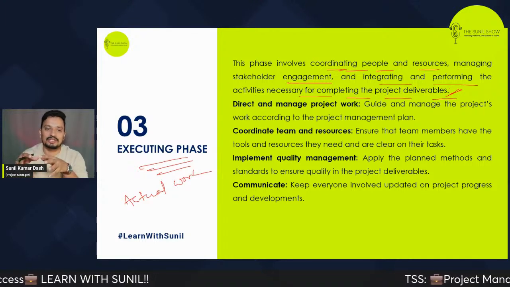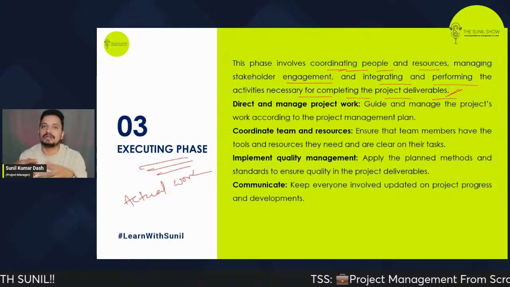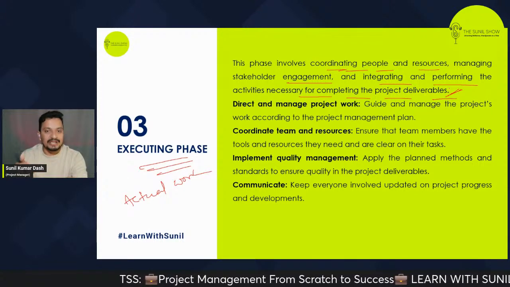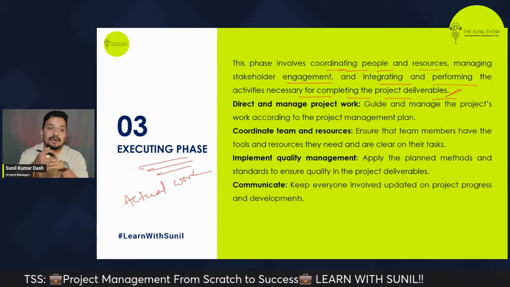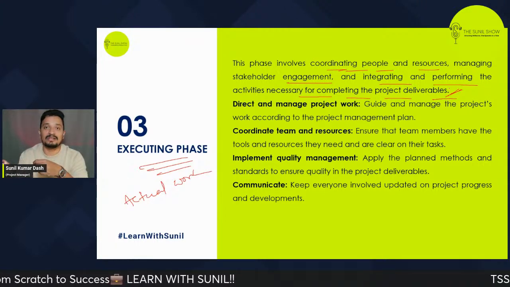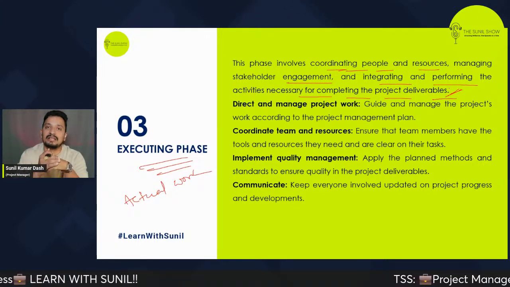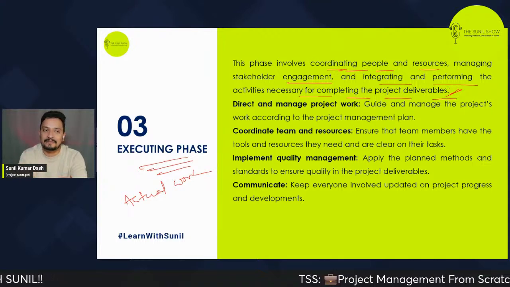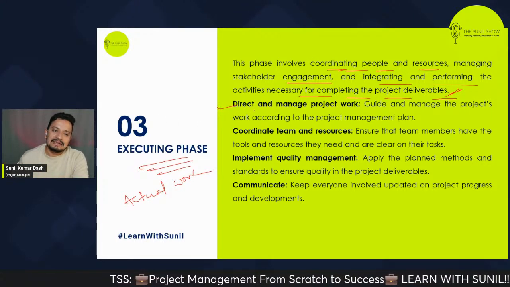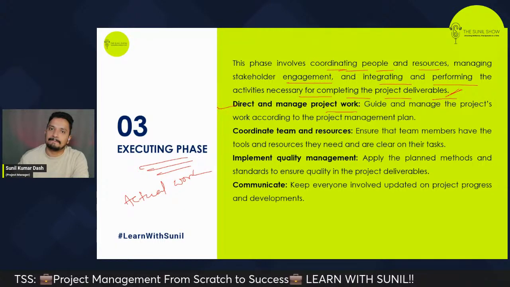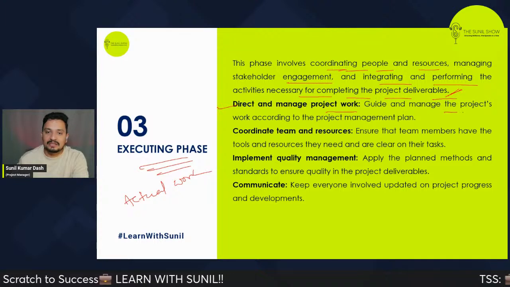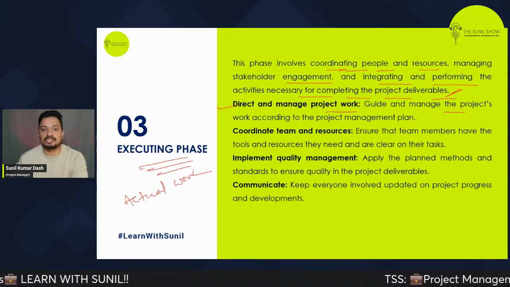So you as a project manager, in this phase you need to work with the people. You need to coordinate with the people and resources, managing stakeholder engagement. You need to touch base with the stakeholders. Stakeholders should share their point of view, their thoughts, their feedback. Now, you as a project manager, direct and manage project work. This is the phase where the actual work is being done. So guide and manage the project's work according to the project management plan.